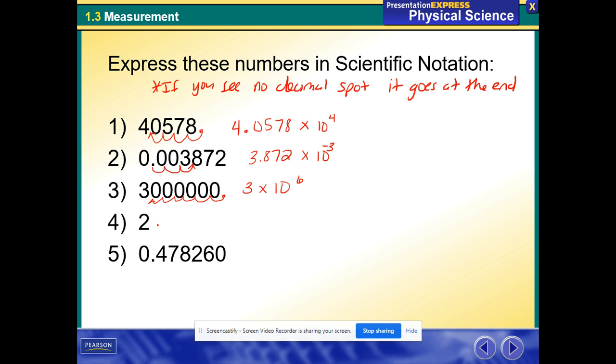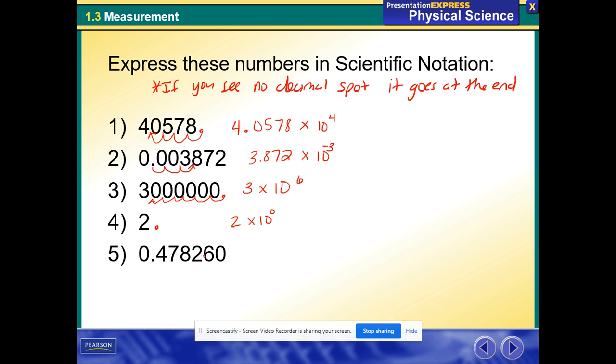Down here, again, no decimal, so it's assumed to be at the end. Well, you can't move it left or right because there's already a non-zero digit in front of it. So this just stays 2 times 10, and since you didn't move it, 10 to the 0.